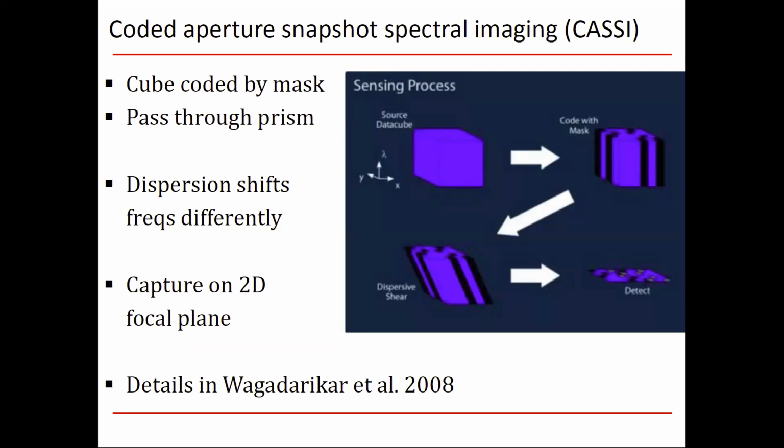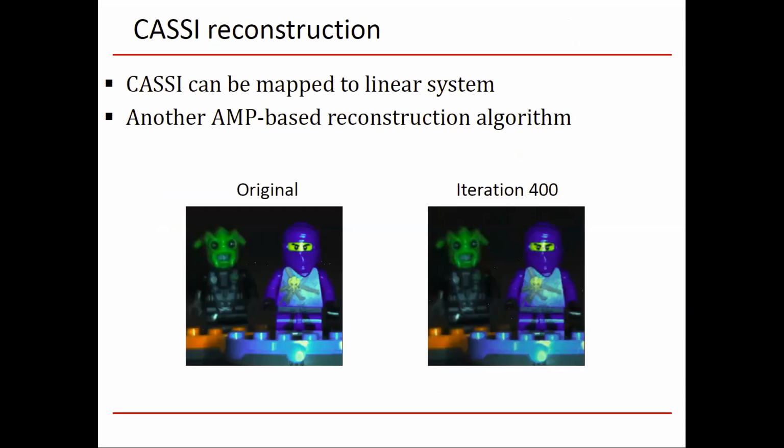We have a superposition of different image slices, but some of them are shifted, translated more than others. And the algorithm is aware of that, and the algorithm uses that information to attempt to reconstruct the entire hyperspectral cube. So we mapped CASSI to a linear system, meaning that we're approximating it by a matrix multiplied by a vector form. The vector form here corresponds to the hyperspectral image cube. And we used another approximate message passing based reconstruction algorithm. And this is an iterative scheme.